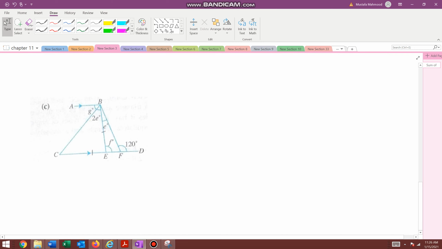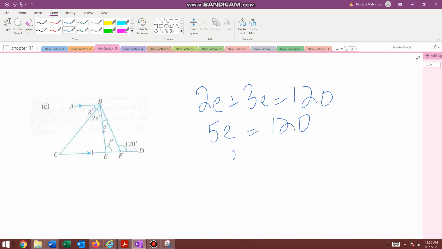So now solving this, we had 2E plus 3E is equal to 120. Solving this will give us 5E is equal to 120 and E is equal to 120 divided by 5, which gives us 24. अब हमें 2E की वैल्यू मिल गई. हमने पहले ही डिसाइड कर लिया था because it's an isosceles triangle. तो ये एंगल भी 2E है because base angles.